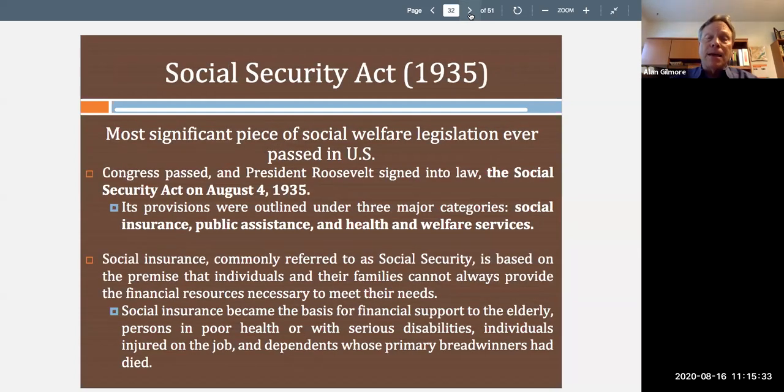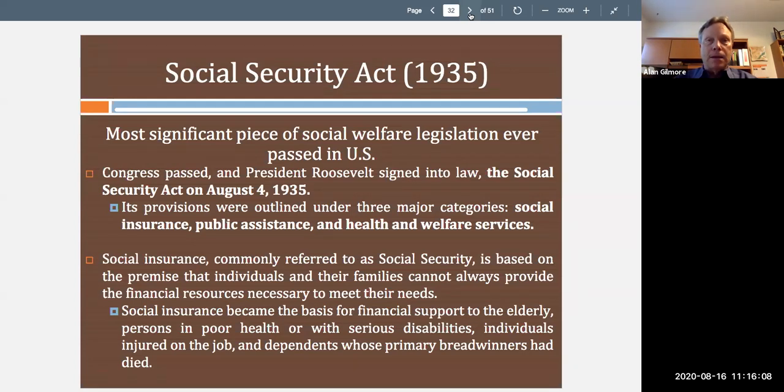But out of everything that came out of the New Deal, probably the most significant piece of social welfare legislation that was passed was the Social Security Act of 1935. Congress passed it and President Roosevelt signed it into law. Its provisions were outlined under three major categories. There was the category of social insurance, there was the category of public assistance, and there was the category of health and welfare services. So when you talk about social insurance, think about your car insurance.